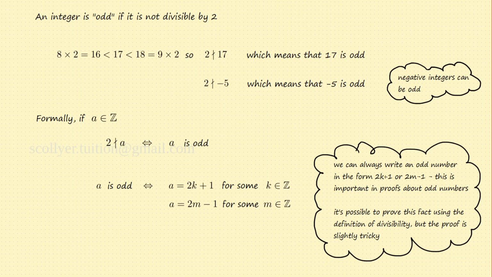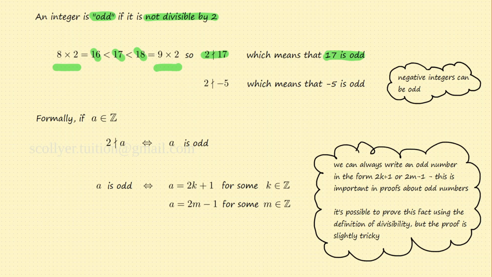An integer is odd if it is not divisible by 2. So 17 is odd because 2 does not divide 17. How do we know that? Well, note that 17 is greater than 16, which is 8 times 2, and 17 is less than 18, which is 9 times 2. So there is no integer by which we can multiply 2 to produce 17. There is no integer in between 8 and 9.